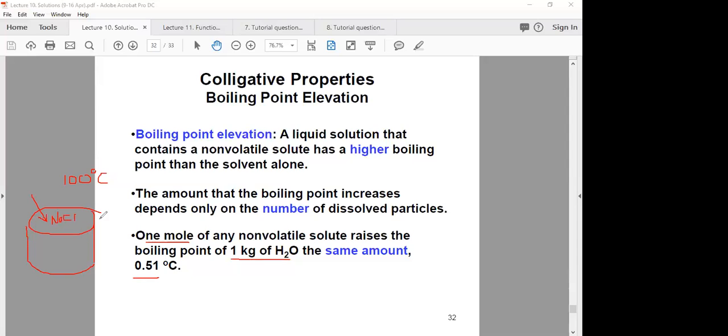Yep. This would cause an elevation of the boiling point from 100 degrees Celsius to 100.51 degrees Celsius. Okay, so we've elevated that boiling point, elevated that temperature.